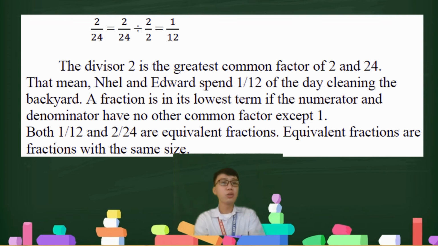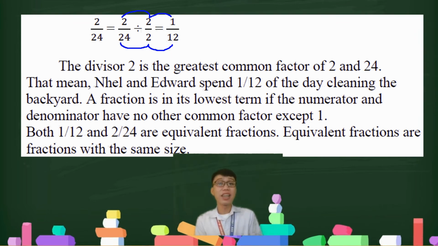2 divided by 2 is equal to 1. 24 divided by 2 is equal to 12. So that means Neil and Edward spend 1/12 of the day cleaning the backyard. A fraction is in its lowest term if the numerator and denominator have no other common factor except 1. Both 1/12 and 2/24 are equivalent fractions. Equivalent fractions are fractions with the same size.